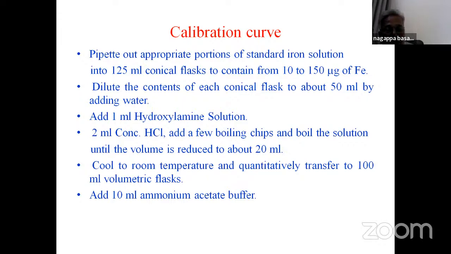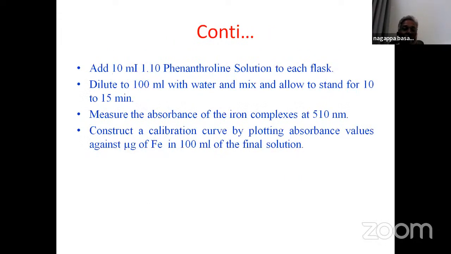Dilute the content of each conical flask to 50 ml by adding water. Add 1 ml hydroxylamine solution, 2 ml of concentrated HCl, and boiling chips. Boil it for a few minutes until the volume reduces to 20 ml. Cool to room temperature, transfer to a 100 ml volumetric flask. Add 10 ml of ammonium acetate buffer and 10 ml of 1,10-phenanthroline solution to each flask. Dilute to 100 ml with water.